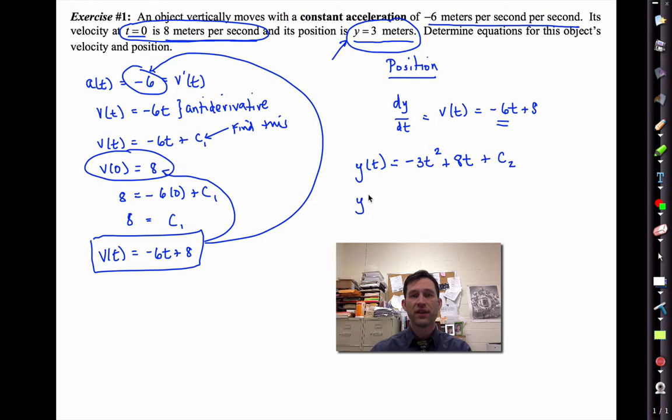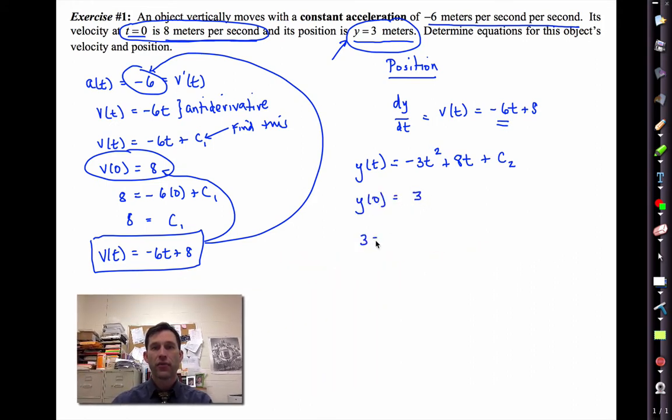We're going to use the fact that at t equals 0, y is 3. So I'll get 3 equals negative 3 times 0 squared plus 8 times 0 plus c2. All these go away, and c2 ends up being 3. Please don't jump to unwarranted conclusions like, oh, that's always going to be c1, that's always going to be c2. Maybe if we're dealing with polynomials, but not otherwise.